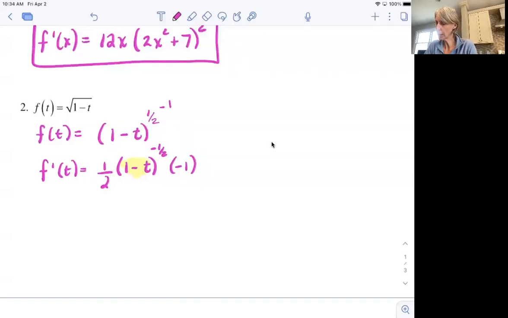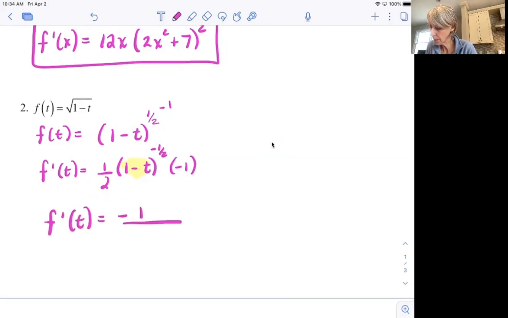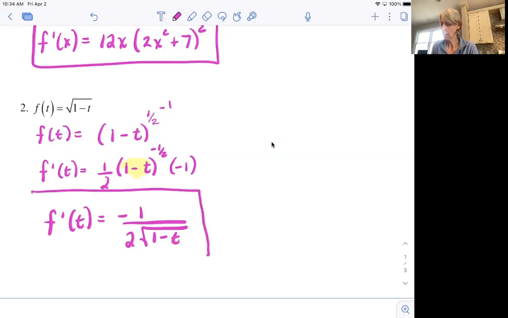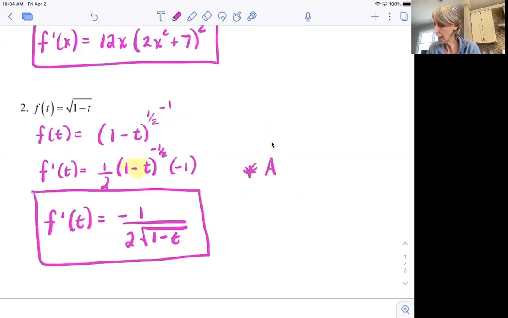So now, again, we're going to clean up. We're going to multiply anything that we can together, simplify if you can, and we're going to rewrite this in the denominator back in a radical sign: 2 times the square root of 1 minus t. Okay, so what you guys have to remember is how important it is to remember our old algebra skills. We can't forget them.